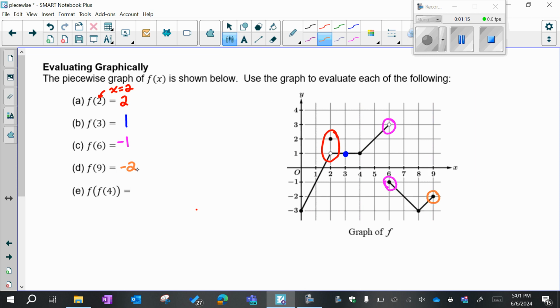And then E is a composition. So remember with a composition, we want to work inside out. So I'm going to do this part first. F of 4. So f of 4 is right here. It's going to be 1. Because that's right here on my graph. And then now I need to find f of 1. F of 1 is right here. It's -1. So that means f of f of 4 is -1.